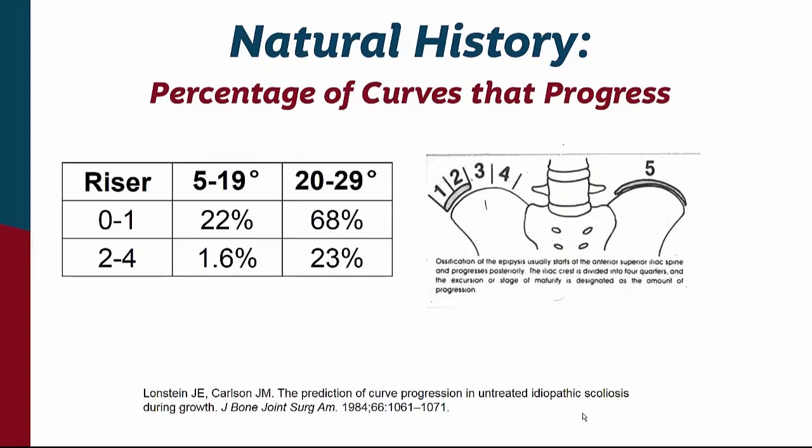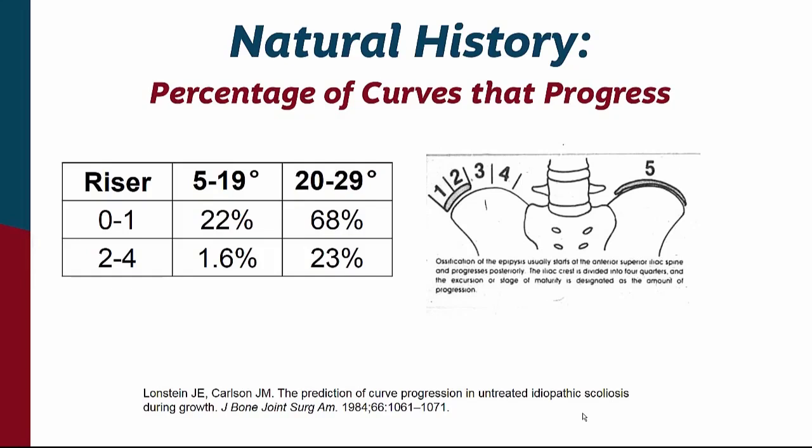The natural history of scoliosis is highly dependent on age and skeletal maturity. So younger children with a Risser 0 to 1 premenarchal have a much higher chance of progressing, especially if they present with a larger curve. In this case, Lonstein and Carlson wrote about how patients with Risser 0 to 1 who present with a 20 to 29 degree curve had a 68% chance of progressing, versus more skeletally mature patients who were Risser 2 to 4 and a smaller curve only had 1.6% chance.